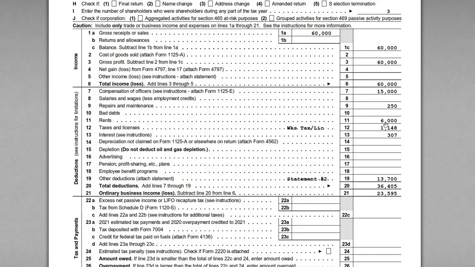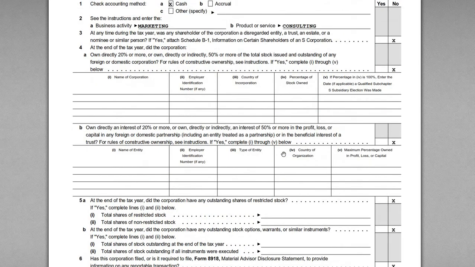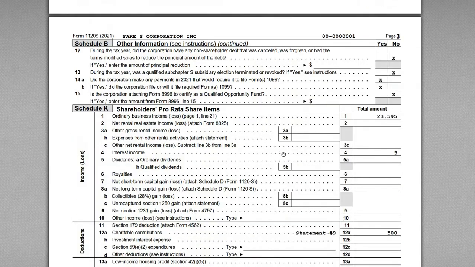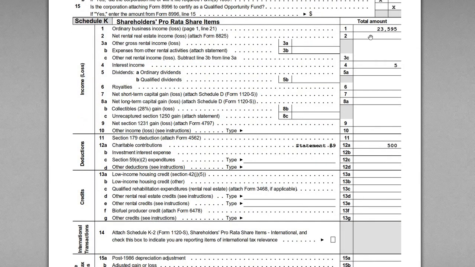So after you've got your ordinary business income or loss line item here, this amount flows through to line 1 on Schedule K. If we skip ahead to page 3 of the return, Schedule K, pro rata items, there's that number. So $23,595, this is the amount of ordinary business income or loss generated within the company that is going to be allocated to the shareholders on their K1s.